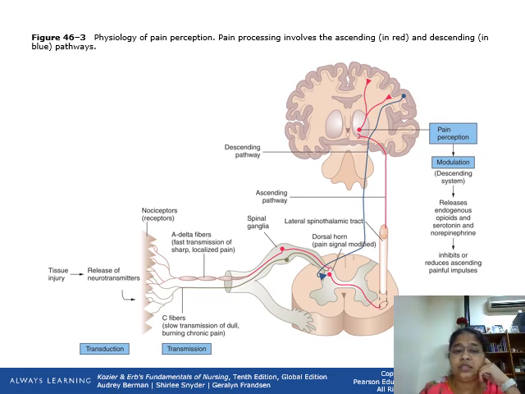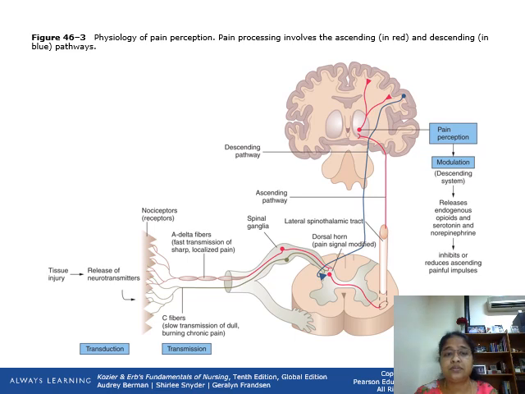Okay, one more important thing. Do you see there are two different types of fibers which are going from the transduction, from the sensors. Okay, A delta fibers which are transmitting sharp localized pain very fast. Okay, C fibers, they transmit the painful stimuli very slowly, slow transmission of dull, burning, chronic pain. Okay, there are two different types of fibers. So when they are going to the brain, we can see what are the changes they are making.